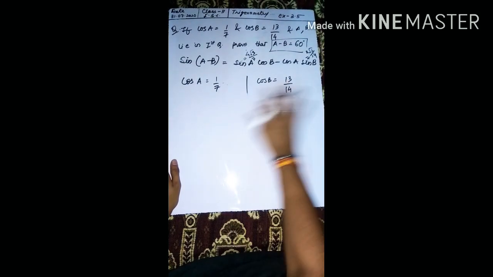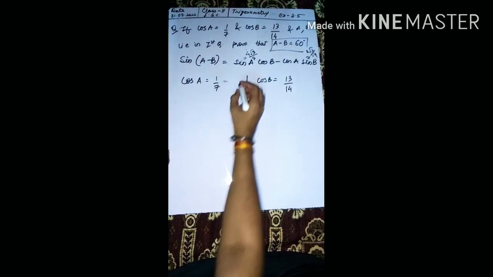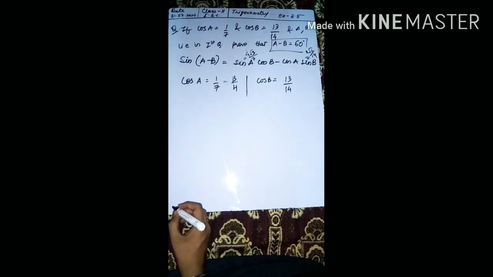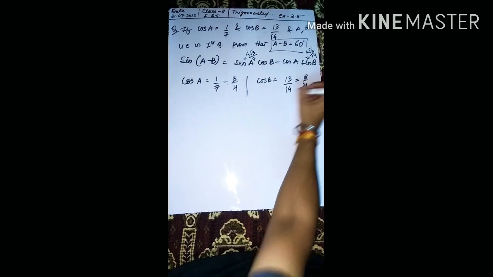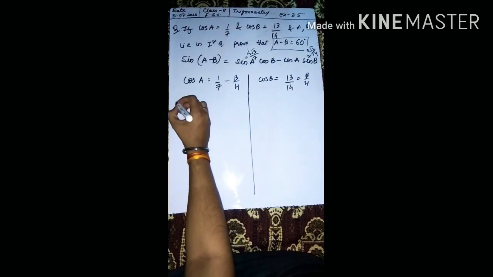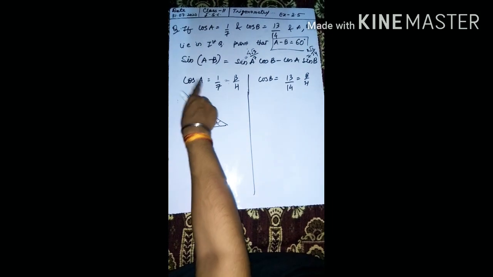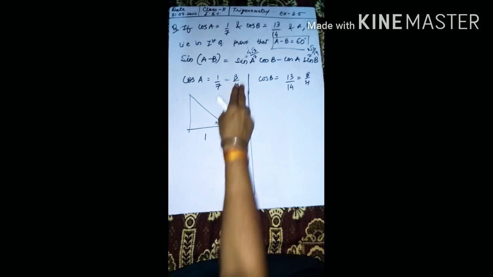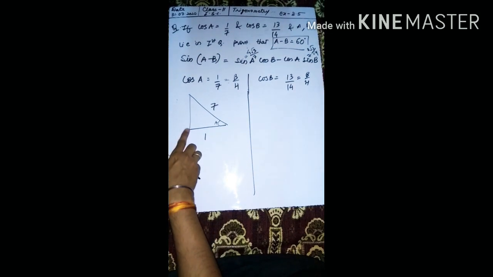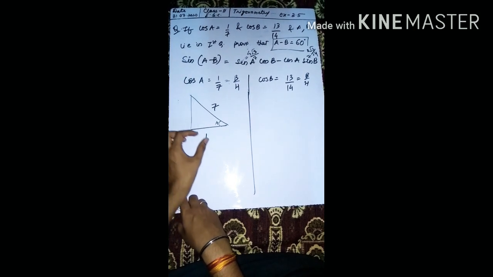Okay, so see, cos A is given 1 upon 7. We know that cos A is base upon hypotenuse, and here also base upon hypotenuse we know. Let us first solve this one, then we will solve here. For cos A, make a right angled triangle with A as an angle. Base is 1, hypotenuse is 7. Sorry, what will be the perpendicular? Perpendicular will be under root of hypotenuse square minus base square.